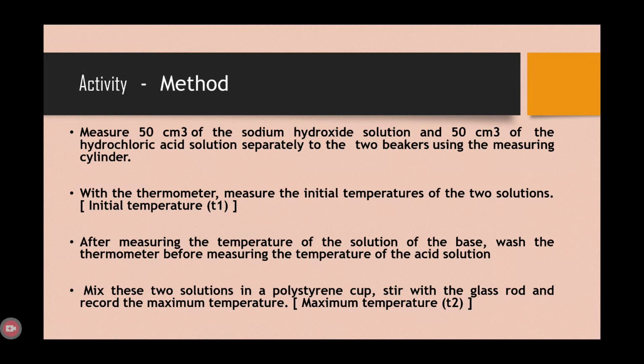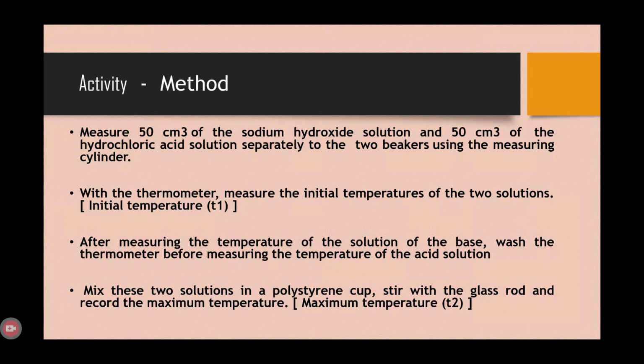Measure 50 cubic centimeters of sodium hydroxide solution and 50 cubic centimeters of hydrochloric acid solution separately into the 2 beakers using a measuring cylinder. Then, with the thermometer, measure the initial temperatures of the solutions separately. We have to measure the initial temperature.